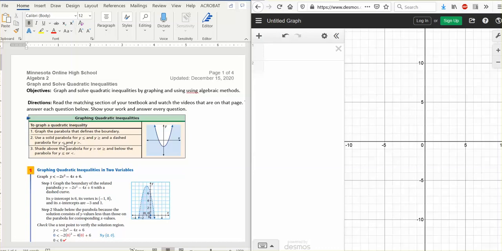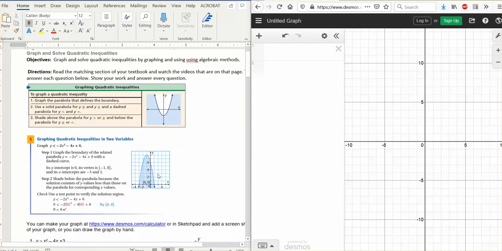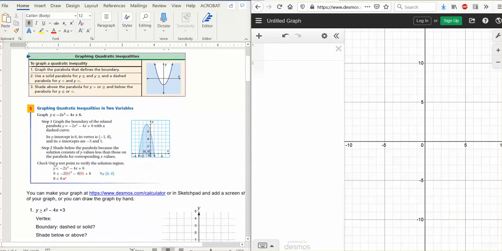And then we will shade above the parabola if it's greater than or equal, and below if it is less than or equal. So shading below is what this example is showing, and it's a solid line. So here's an example, and they graphed the boundary line, and then this one was dashed because it's just less than. And then the shading for this one is under, below, which is inside the parabola there because it was less than. And then you can use test points to check that you shaded the right region, but if you're using technology, Desmos will get that part correct for you.